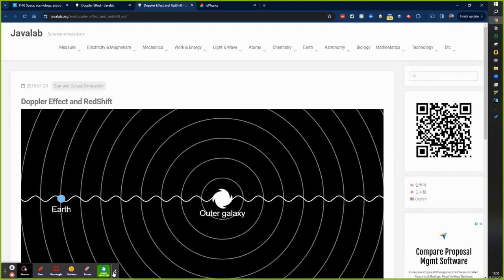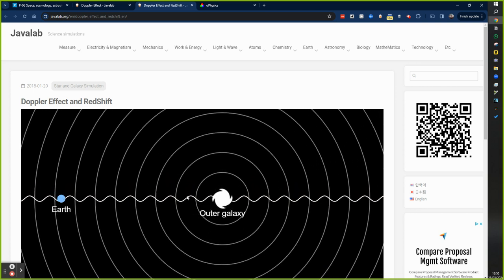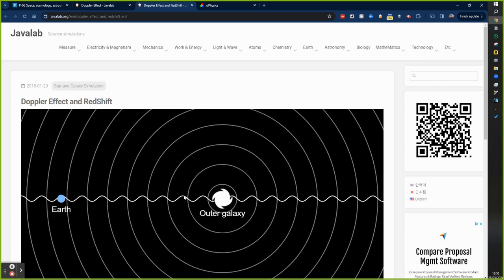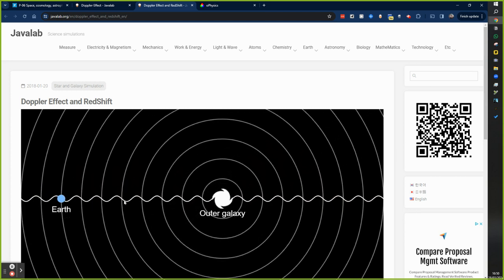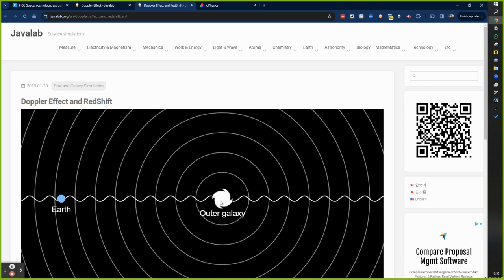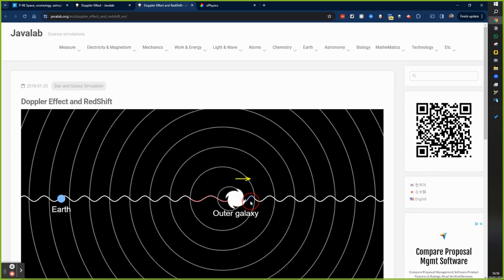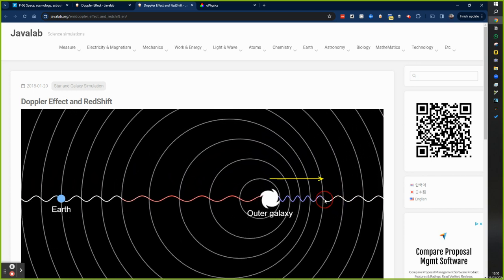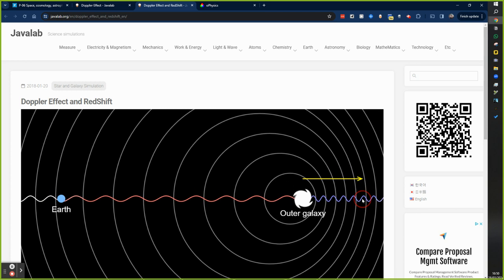So I'll demonstrate it with another simulation which won't actually make a noise this time, and this time it's a galaxy. So we're going to move the galaxy towards and away from Earth, and we can see the waves that people on Earth would be experiencing. So this is a galaxy not moving. Now, if it moved away from Earth with a certain velocity, then we can see that it is going to squash up the waves in front of it and stretch out the waves behind it.